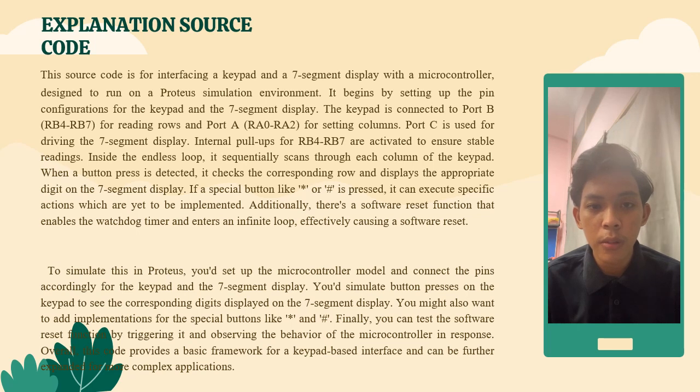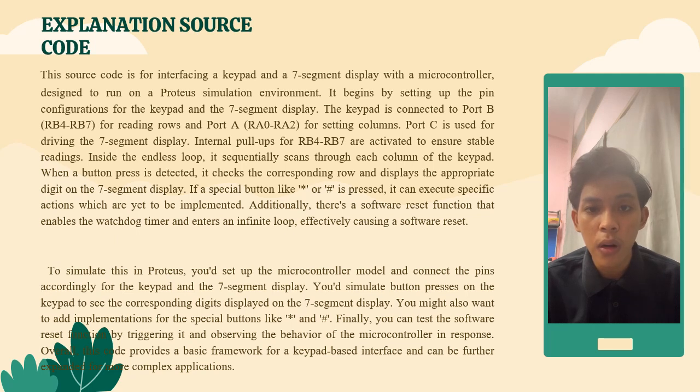Next, I will explain the source code. This source code is for interfacing a keypad and a 7-segment display with a microcontroller, designed to run in the Proteus simulation environment. It begins by setting up the pin configurations for the keypad and the 7-segment display. The keypad is connected to port B, 4 reading rows, and port A, 4 setting columns. Port C is used for driving the 7-segment display.